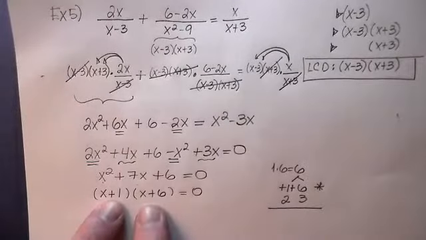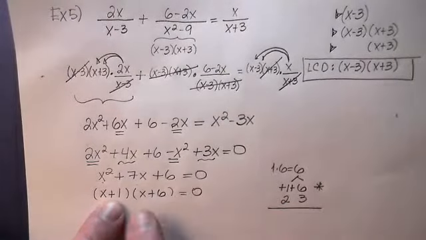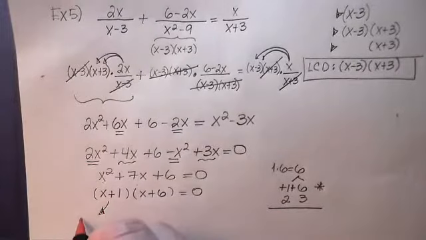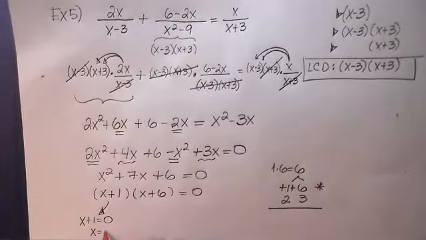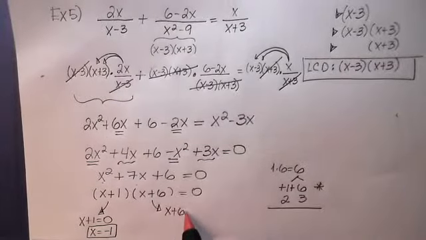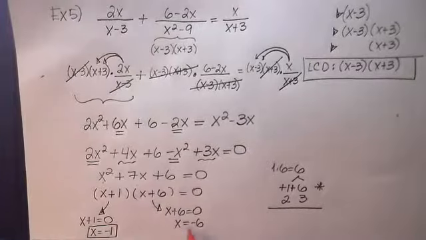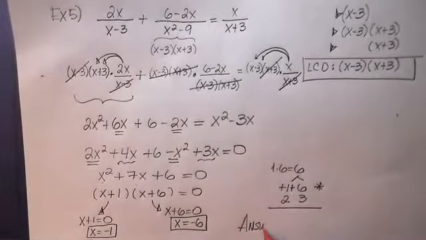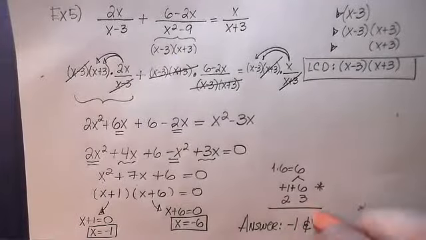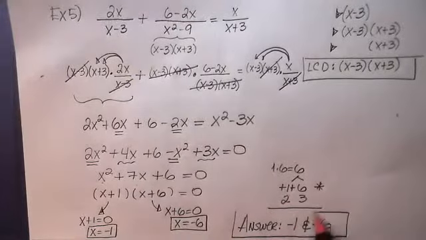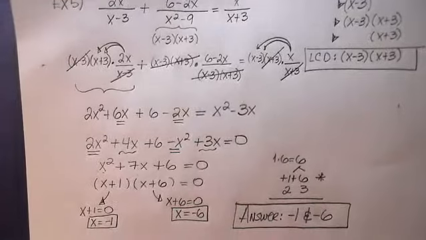And if you notice here, none of these match the LCD. So that means these two are going to be valid answers. So x plus 1 equals 0. Move the 1 to the other side, x equals negative 1. That's going to be one of my answers. And here x plus 6 equals 0, so x equals negative 6. And that's my other valid answer. So the answers for this problem are negative 1 and negative 6. Alright, let's go on to example number 6.